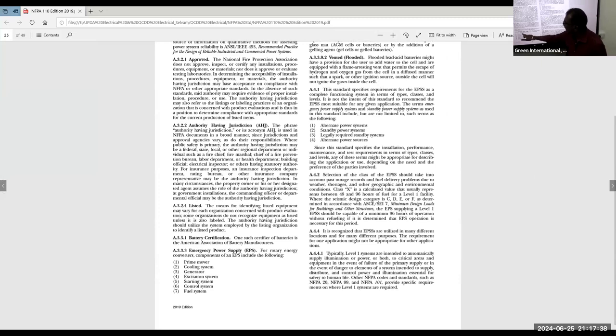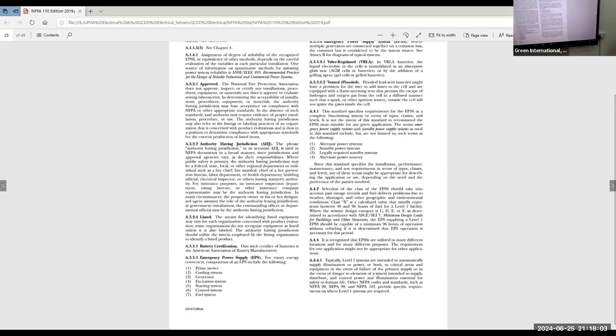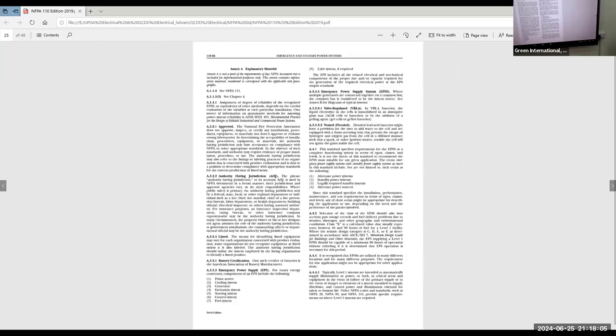So emergency power supply, what are the components? In your exam, we have some options. Sometimes the options ask which component is not used in the EPS or which component is used in the EPS. So whatever it is, we need to refer to this. Prime mover, cooling system, generator. From 1 to 8, there are no transformers.